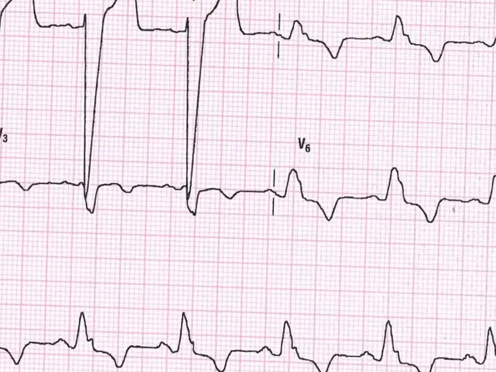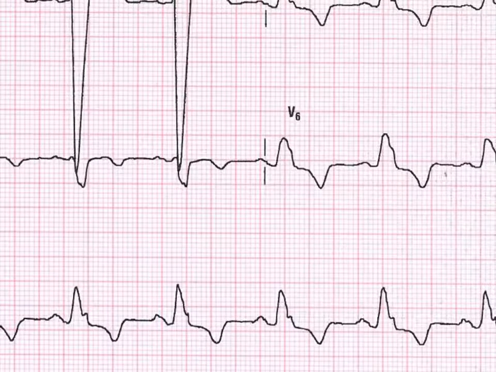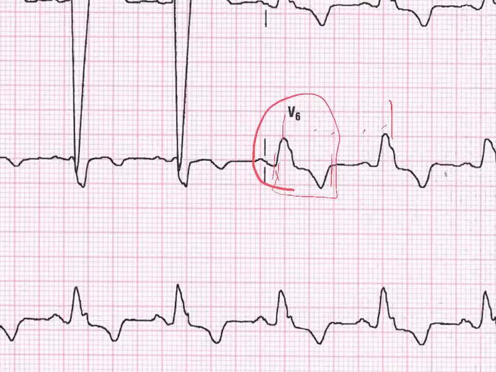And blow it up again. Look at a QT. And to the naked eye, that doesn't look like it's too long, but it might be. And so here's my R to R. And my R to R is 1, 2, 3, right at 4 boxes. And so then is my QT interval more than 2 boxes? And it is. And that's why you don't pay attention to your naked eye. You go ahead and measure these things out.